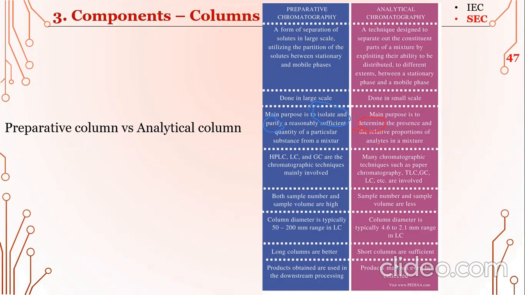So products may not even be collected here. Please try to understand, the products are used in downstream processing. So here we will separate the mixture. We will identify the components of a mixture. We can separate them. We can isolate them separately. But here we will not collect the resulting products. So we will not collect the products actually. And here we will collect the products in preparative chromatography. We will collect the products.